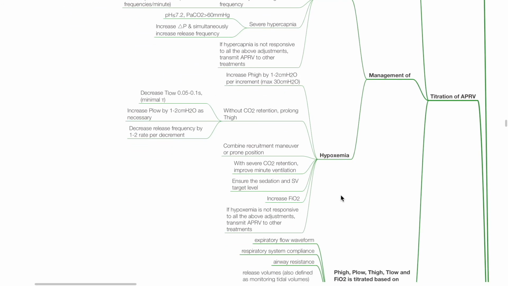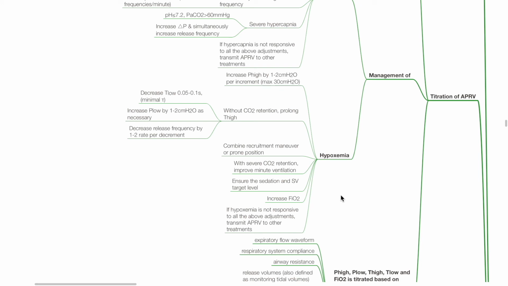Management of hypoxemia. Increase P high by 1 to 2 cmH2O per increment, maximal 30 cmH2O. If without CO2 retention, prolong T high. Decrease T low by 0.05 to 0.1 seconds. Increase P low by 1 to 2 cmH2O as necessary. Decrease release frequency by 1 to 2 rate per decrement. Combine recruitment maneuver or prone position.